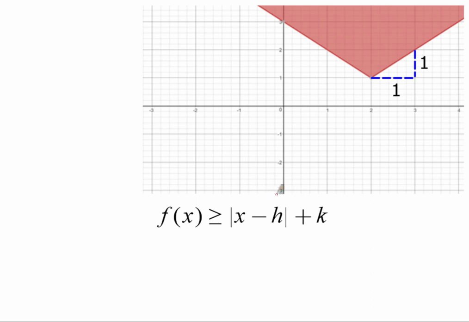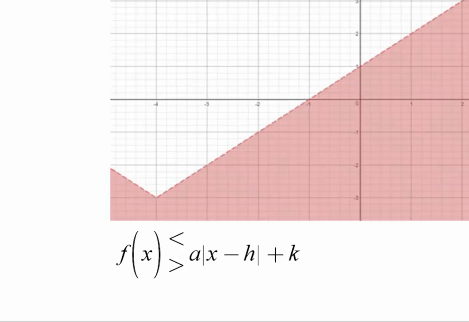Now I need to use my vertex, this point here, to fill in H and K. So H, this is at the point 2, 1. So H is going to be 2, and K is going to be 1. So that is my inequality. F of x is greater than or equal to absolute value of x minus 2 plus 1. So I figured this out by seeing that it was shaded above and it was a solid line. I used my slope to figure out that there's a 1 out front here. And then I used my vertex to fill in these 2 points. Let's take a look at another one.